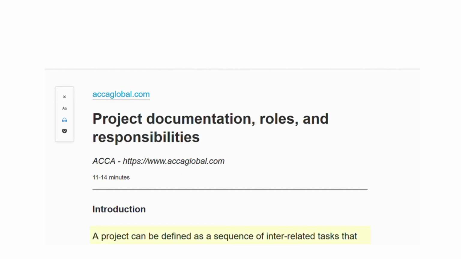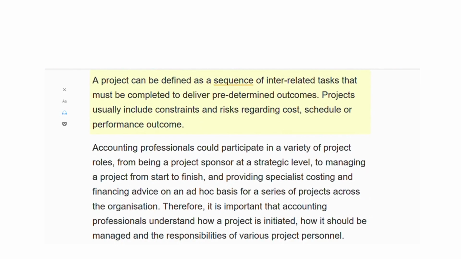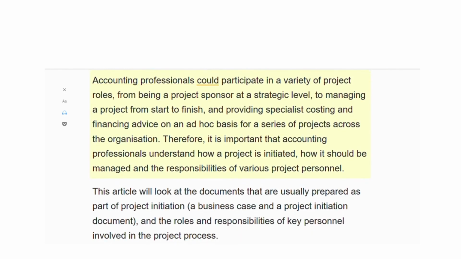Introduction. A project can be defined as a sequence of interrelated tasks that must be completed to deliver predetermined outcomes. Projects usually include constraints and risks regarding cost, schedule, or performance outcome. Accounting professionals could participate in a variety of project roles, from being a project sponsor at a strategic level, to managing a project from start to finish, and providing specialist costing and financing advice on an ad hoc basis for a series of projects across the organization.